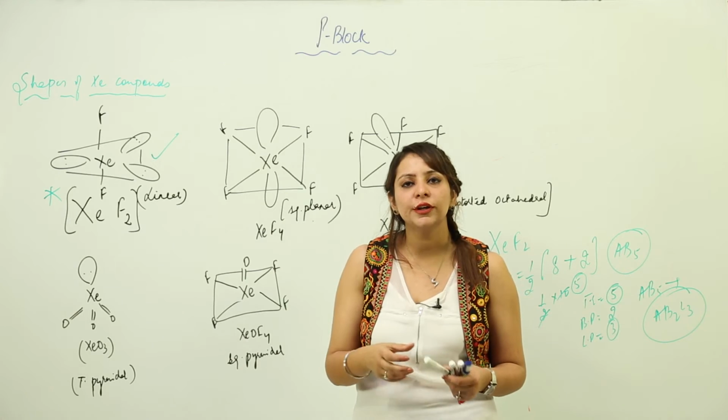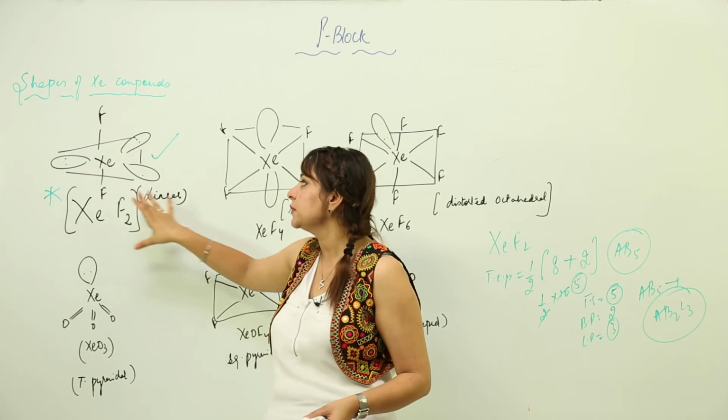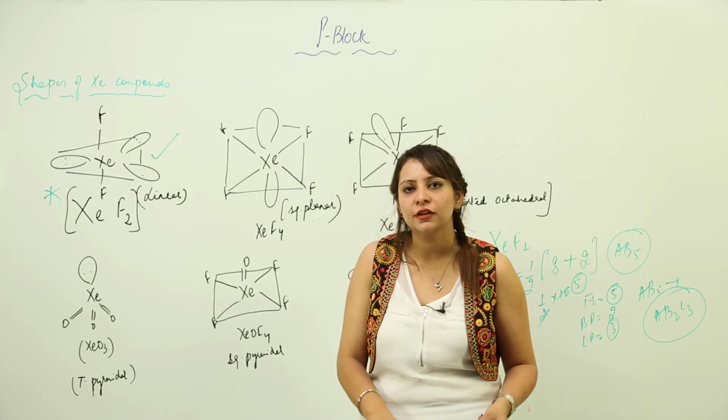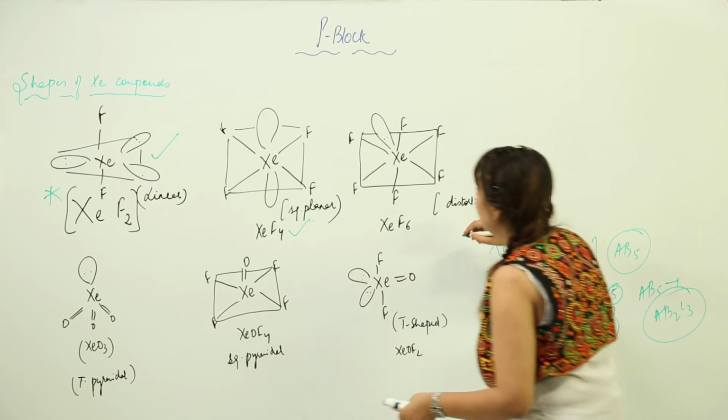That means the geometry is going to be distorted trigonal bipyramidal, and we are going to place the lone pairs here. So, the shape is linear. This is how you are going to predict all of them, like XeF4, one more example.